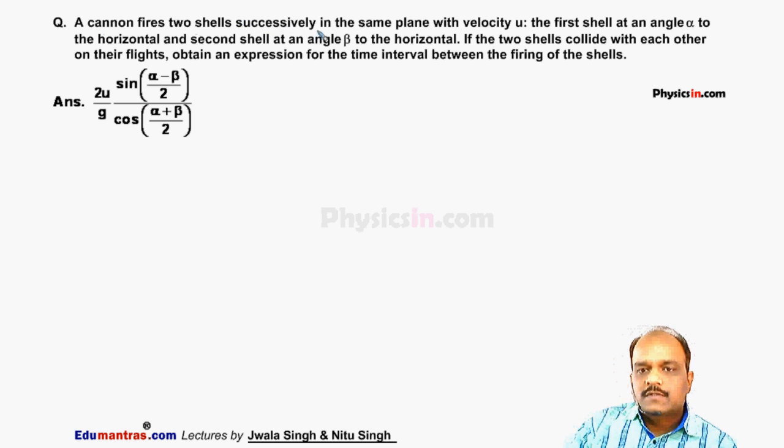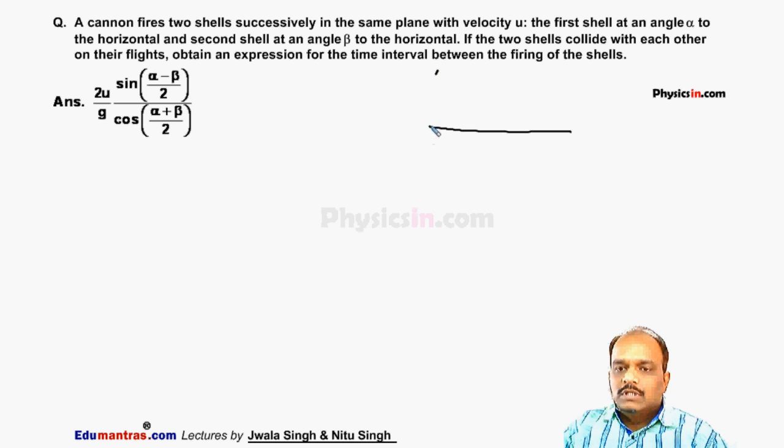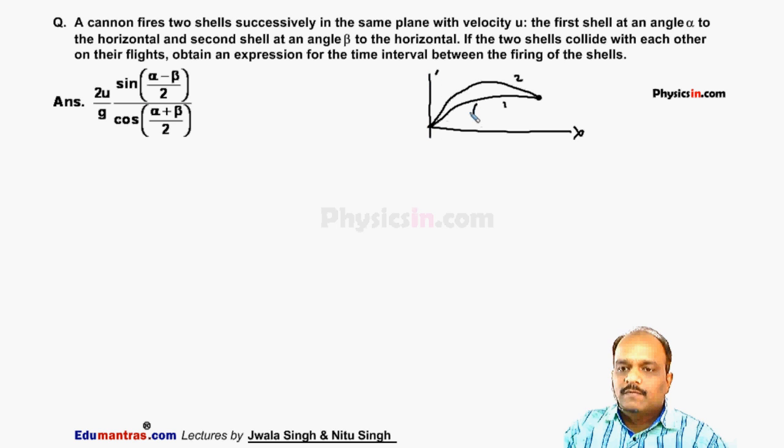A cannon fired two shells successively in the same plane with speed u. The first shell at an angle alpha to the horizontal and the second at an angle beta to the horizontal. If the two shells collide with each other in their flights, obtain an expression for the time interval between the firing of the shells. Now suppose the two shells are fired like this and like this. This is the second shell, this is the first shell. If these two shells collide in air, then let the time of this be t1, the time for this is t2. So t1 minus t2 is the time interval of firing, that is t.